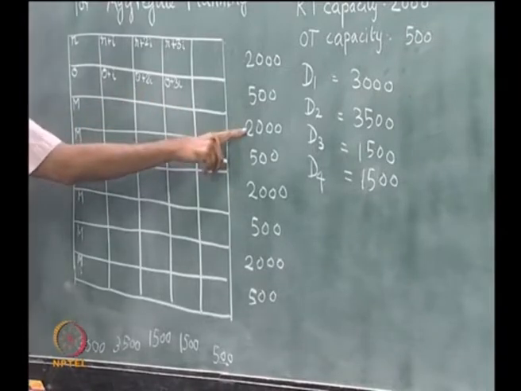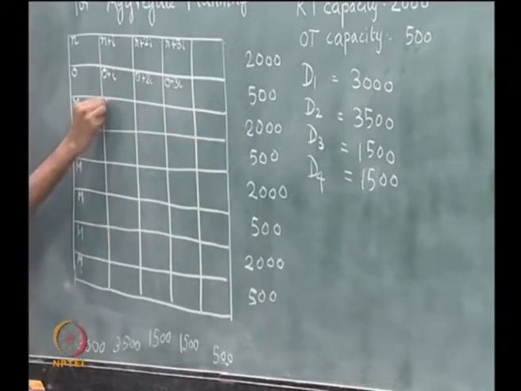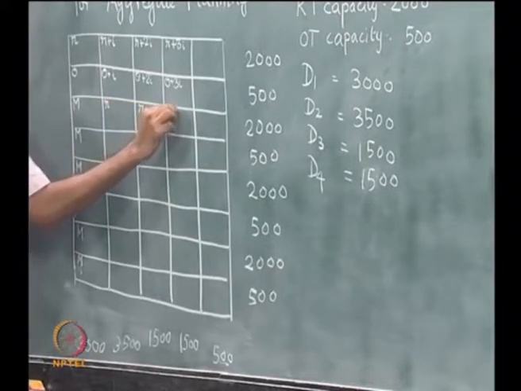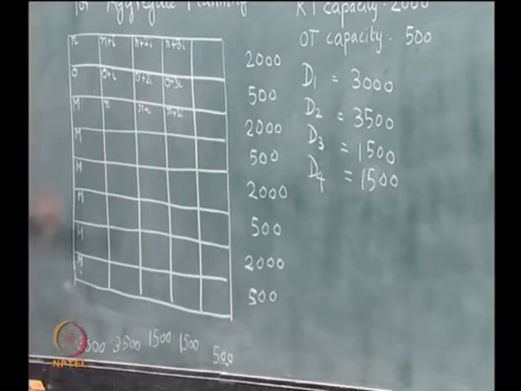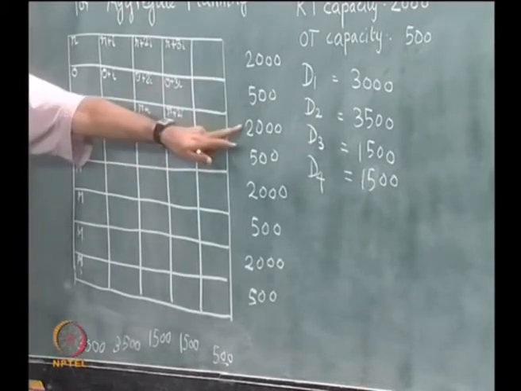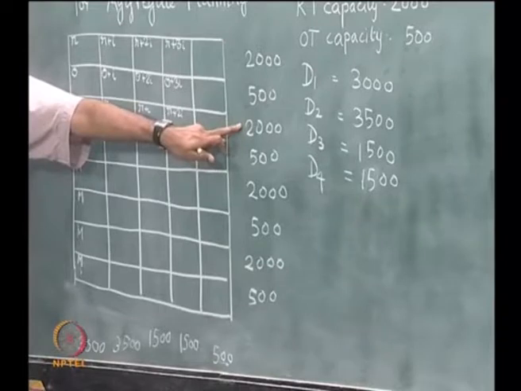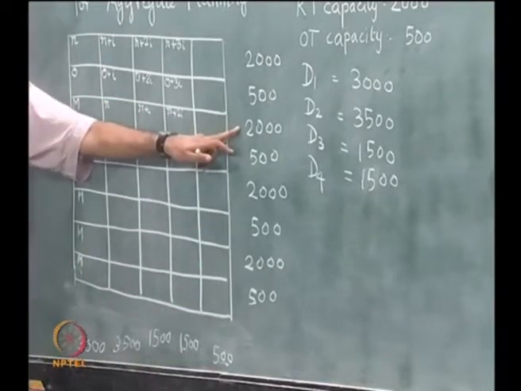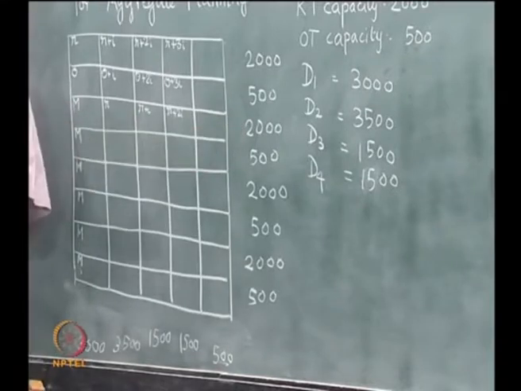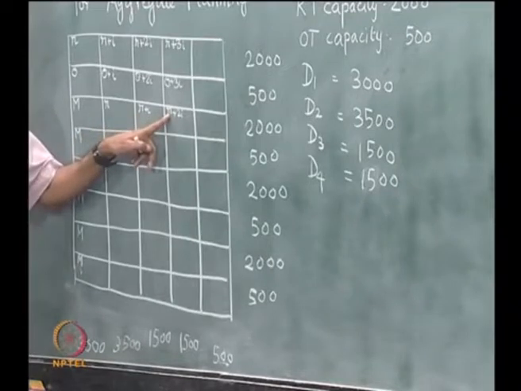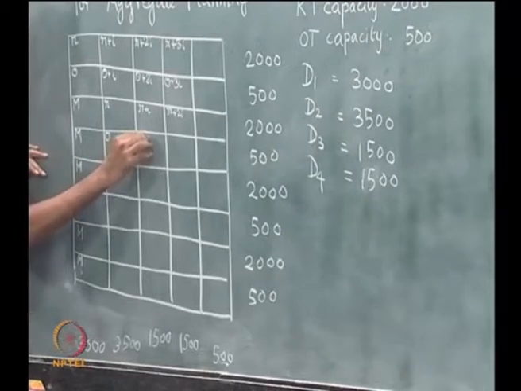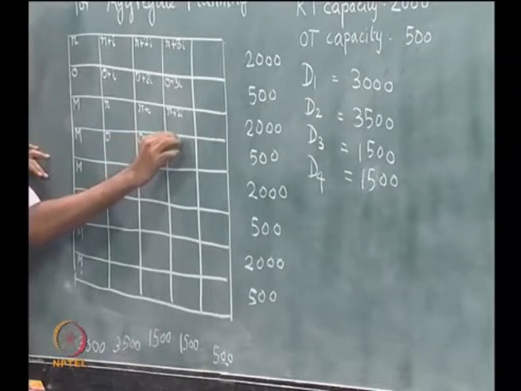Regular time capacity of the second month to meet the second month's demand will be R, this will be R plus I, this will be R plus 2I. The R plus 2I comes because I am using the second month's regular time capacity to meet the fourth month's demand, which means I am producing in the second month and keeping it in inventory for 2 periods. Therefore, this becomes R plus 2I. Similarly, this will become O, this will become O plus I, this will become O plus 2I.